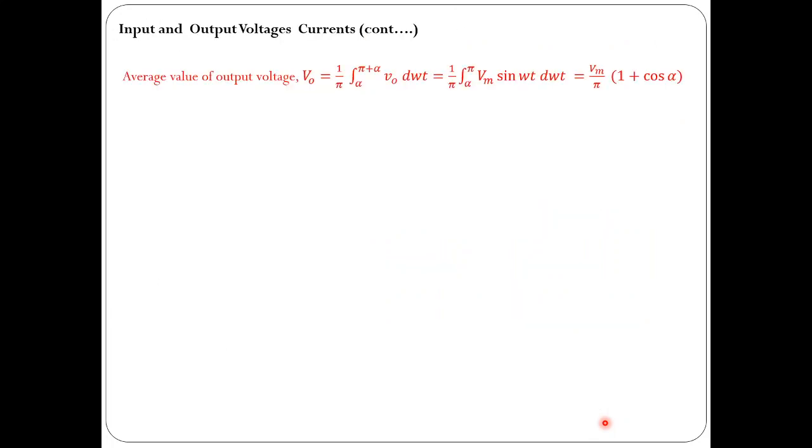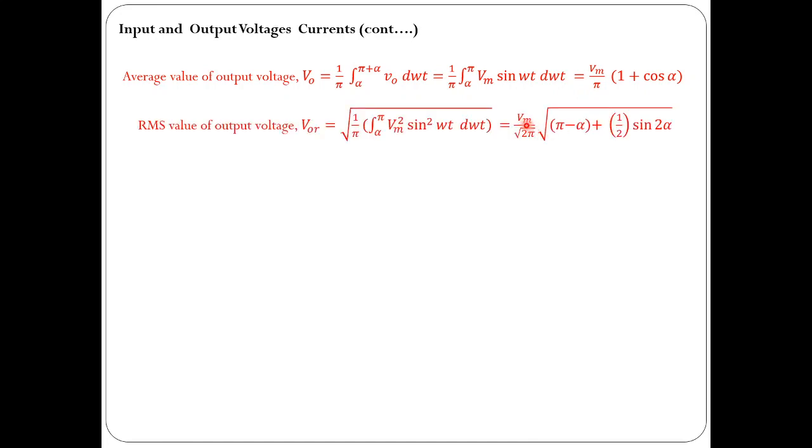So the average value of input voltage, similar to the previous lecture, you can derive the average value formula, that is equal to Vm by pi into 1 plus cos alpha. The RMS value is equal to Vm by root 2 pi into square root of pi minus alpha plus half into sin 2 alpha. So similar to the derivation that was obtained in the previous lecture.